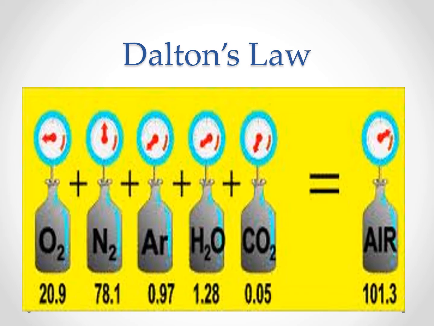Dalton's law is the next one. Each gas in a mixture will individually contribute to the total pressure created by the mixture of gases. So in our air, we have 21% oxygen, that's at room air. We have 78% nitrogen. We have 0.97% of argon, 1.28% of water vapor pressure, and then we have 0.05% carbon dioxide. So that equals about 100%.